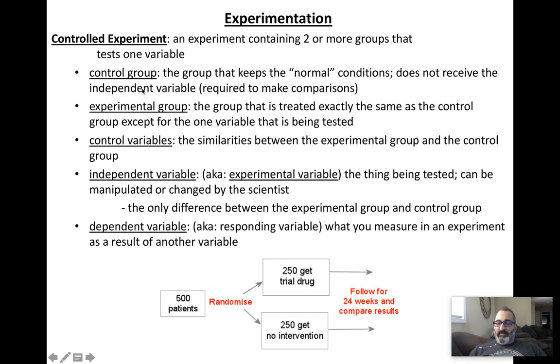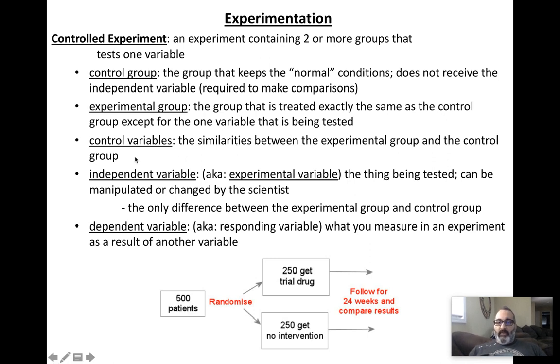Without this group, there is no logic behind what you're going to do. The experimental group or groups, you can have more than one, are the groups that are getting tested, basically. You're actually doing the experiment on these groups.